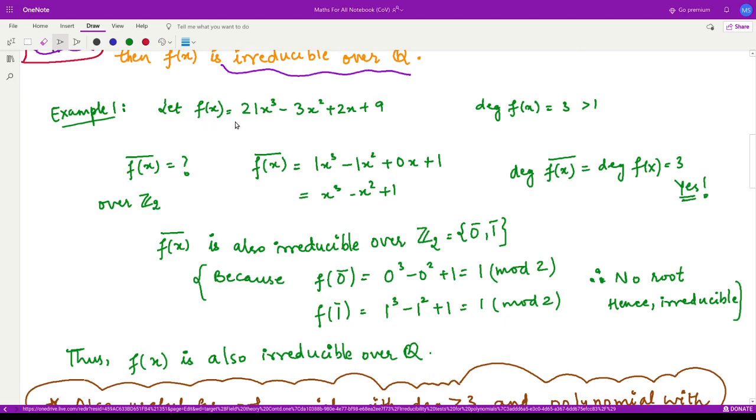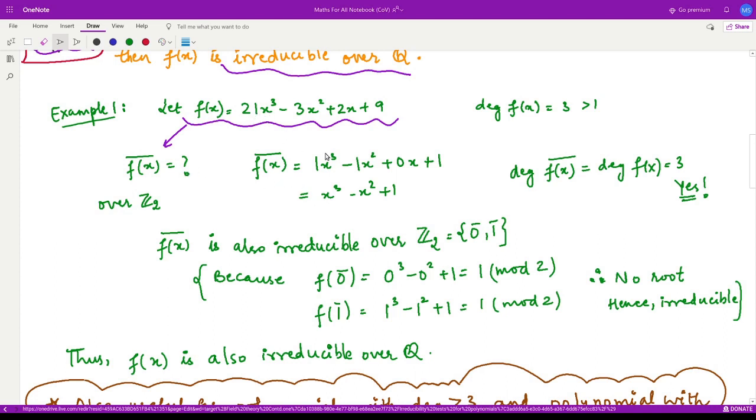So this is the given polynomial. This is of degree 3, right? So we can apply the previous result also. That means if we are able to find any root for this polynomial, we can directly say that this is irreducible, right? So now the degree of this polynomial is 3, which is greater than 1. So according to the above result, what we need to do is make another polynomial f̄(x). So how can we create that?